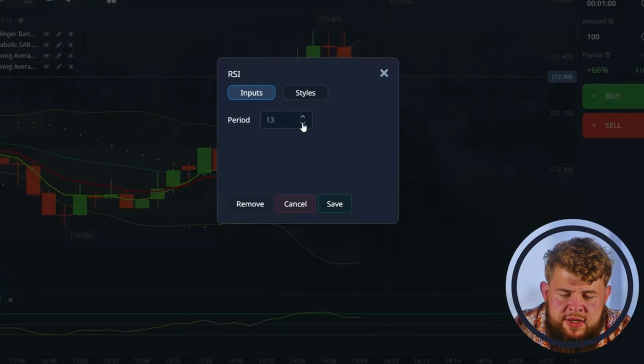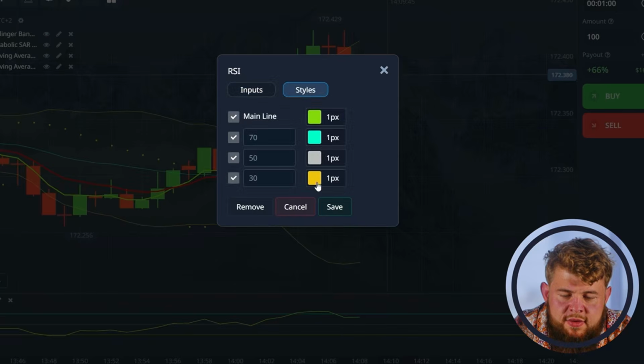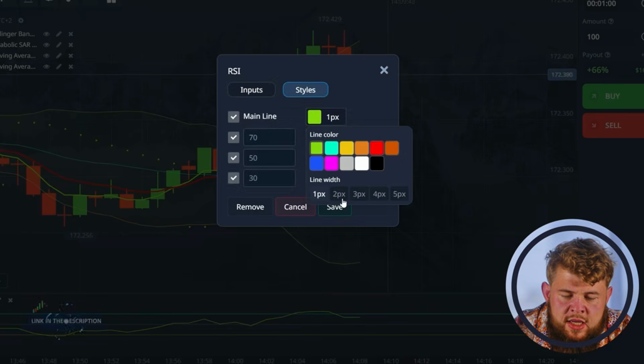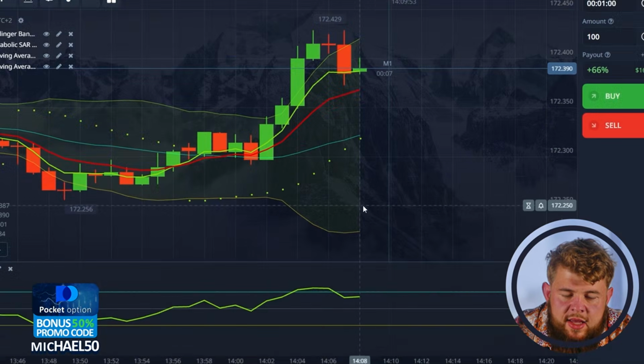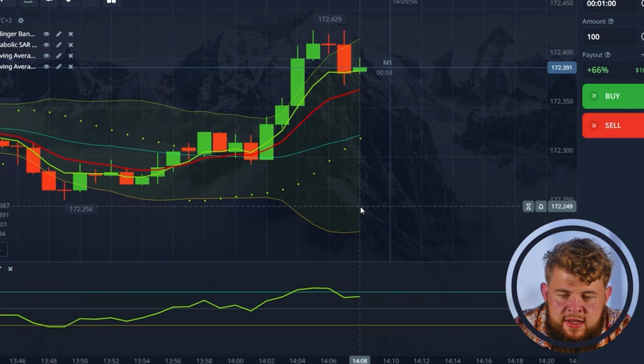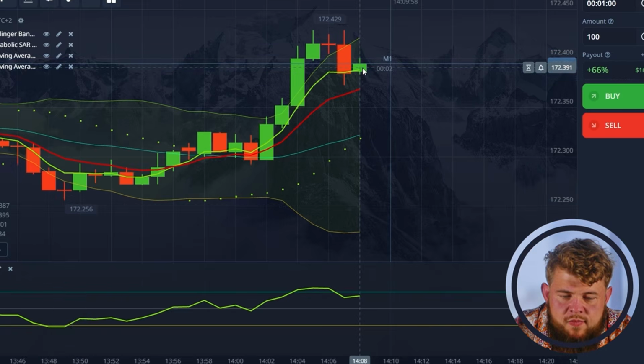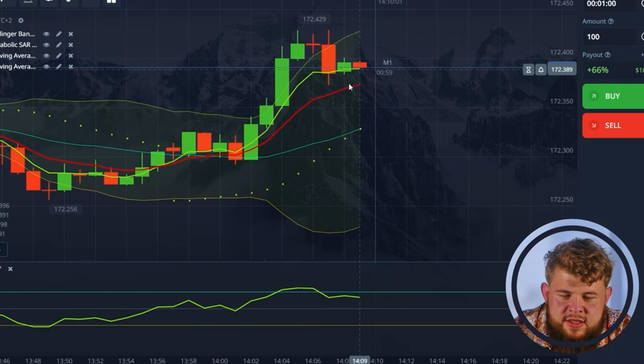Okay, let's save it. Now RSI period will be 12. Styles will be the color with 2 pixels. Okay, save. Well, guys, now we are ready to finally start our trading activity. Give me some seconds to think.